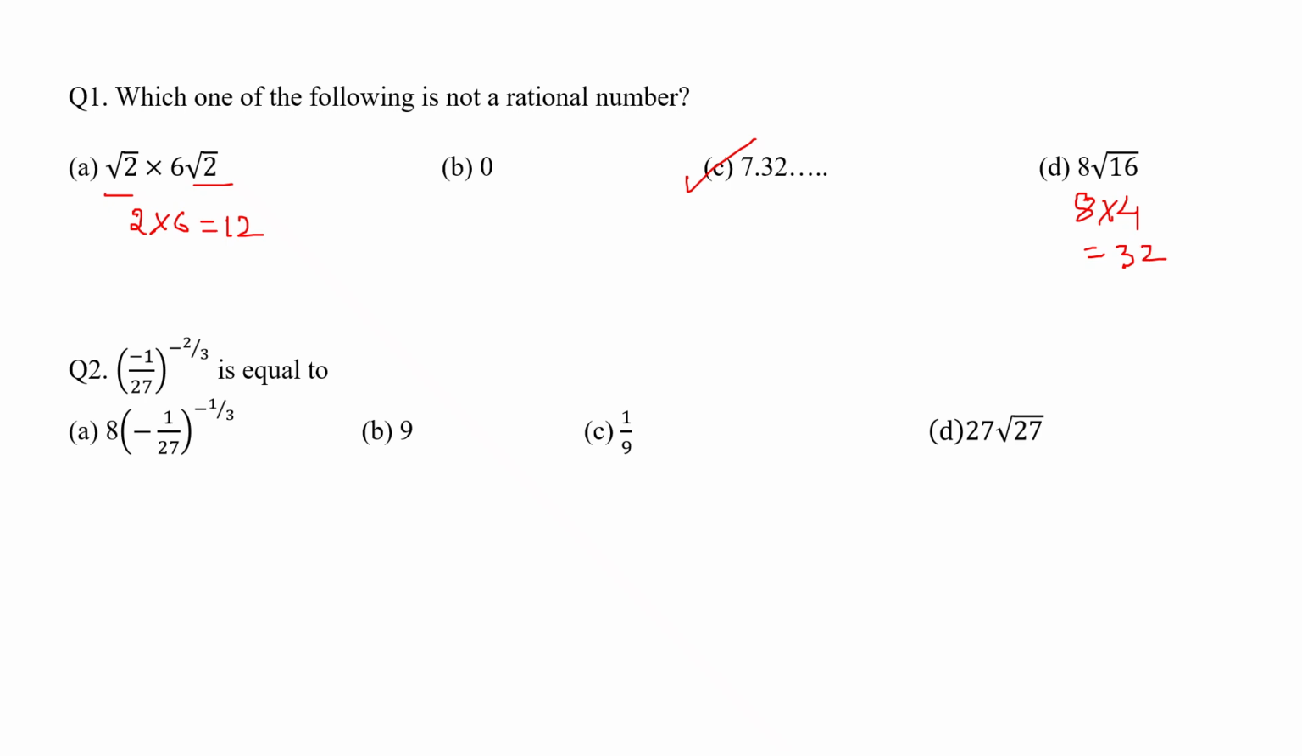Now moving to question number 2, you have to find the value of the given exponent. It is minus 1 by 27 whole to the power minus 2 by 3. Minus 1 by 27, I can write as minus 1 by 3 whole cube, isn't it? And this is further raised to minus 2 by 3. Now 3 and 3 I can cancel, so it will be minus 1 by 3 whole to the power minus 2. Now here the power is negative, so when the power is negative we have to take the reciprocal, isn't it? So minus 1 by 3 will become minus 3 whole square. So the answer will be 9. So for question number 2, the correct option is option B.